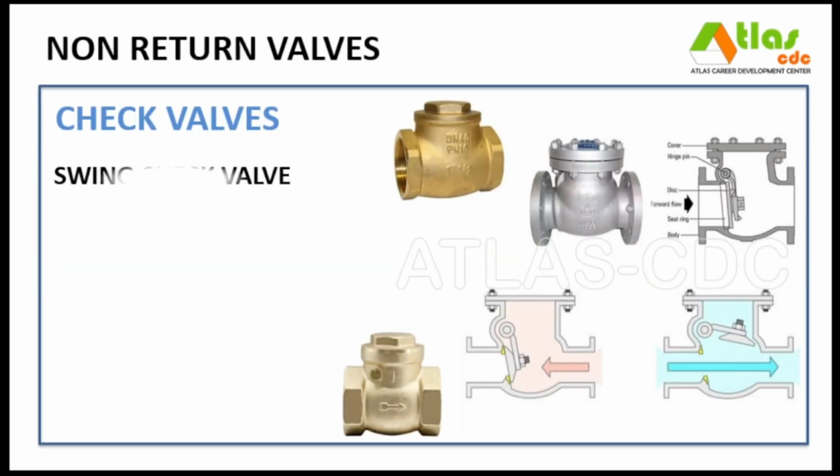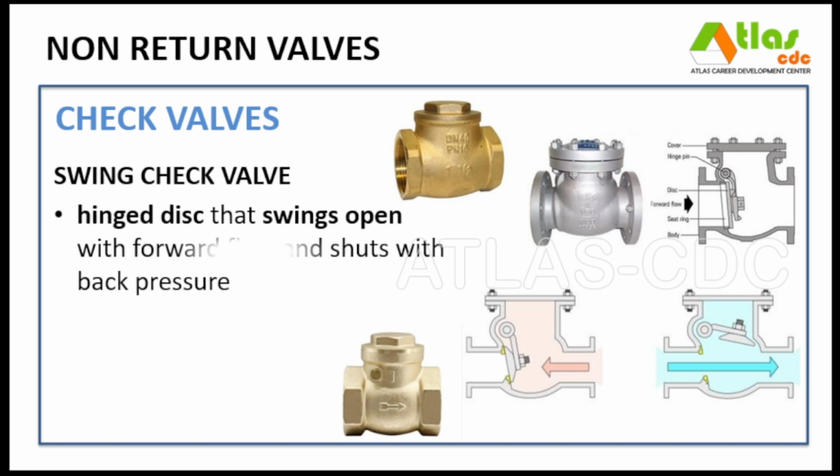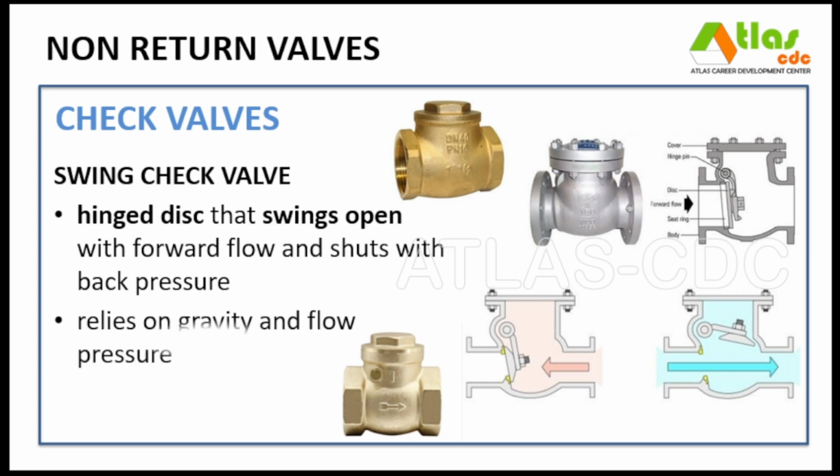A swing check valve uses a hinged disc that swings open with forward flow and closes automatically when flow reverses, preventing backflow. Its mechanism relies on gravity and flow pressure rather than manual or powered actuation. The main function is to allow one-way flow and protect equipment like pumps and compressors from reverse flow damage.